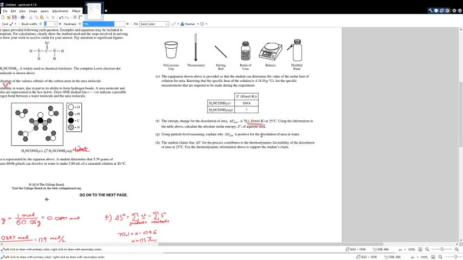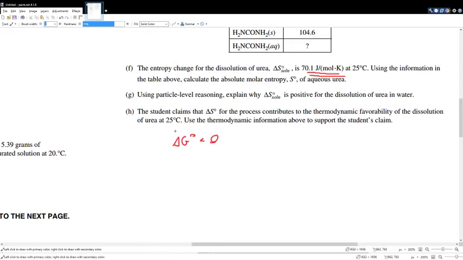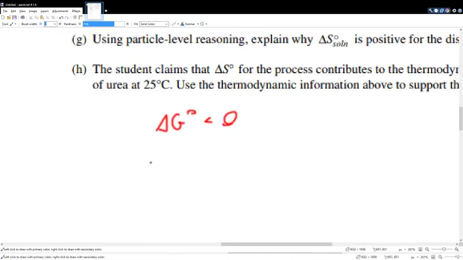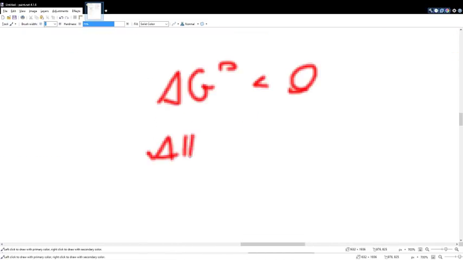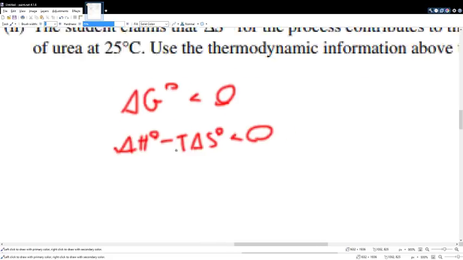Part H says, a student claims that delta S for the process contributes to the thermodynamic favorability of the dissolution of urea at 25 degrees Celsius. Use the thermodynamic information above to support the student's claim. So thermodynamic favorability means that delta G is less than 0. And that's also equal to delta H minus T delta S, which is less than 0 for this case.